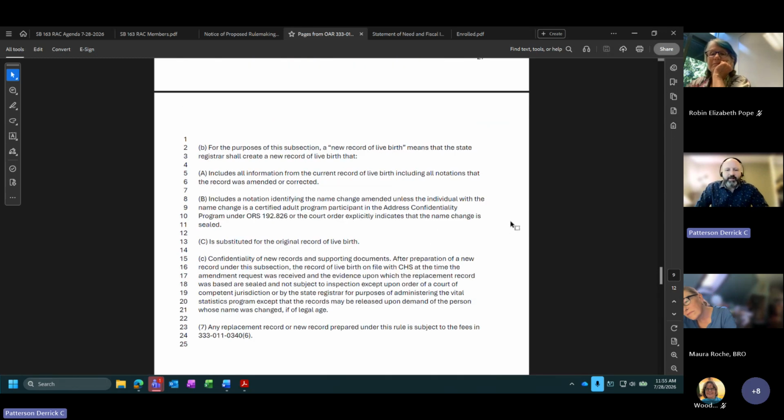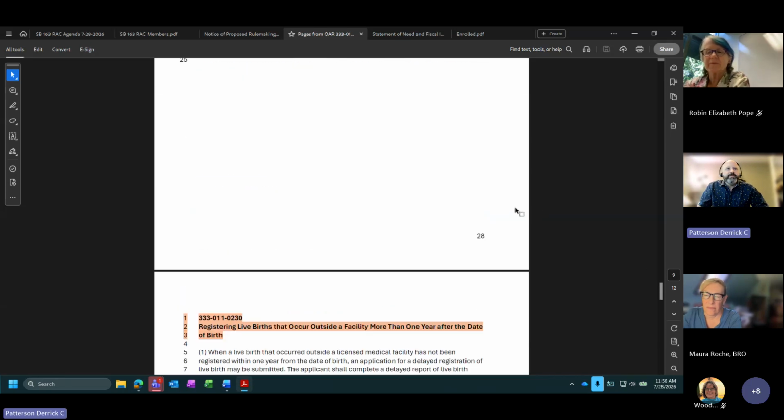Any questions or comments on that section? Okay. And Section 7, any replacement record or new record prepared under this rule is subject to the fees in 333-011-0340, Section 6. All right.